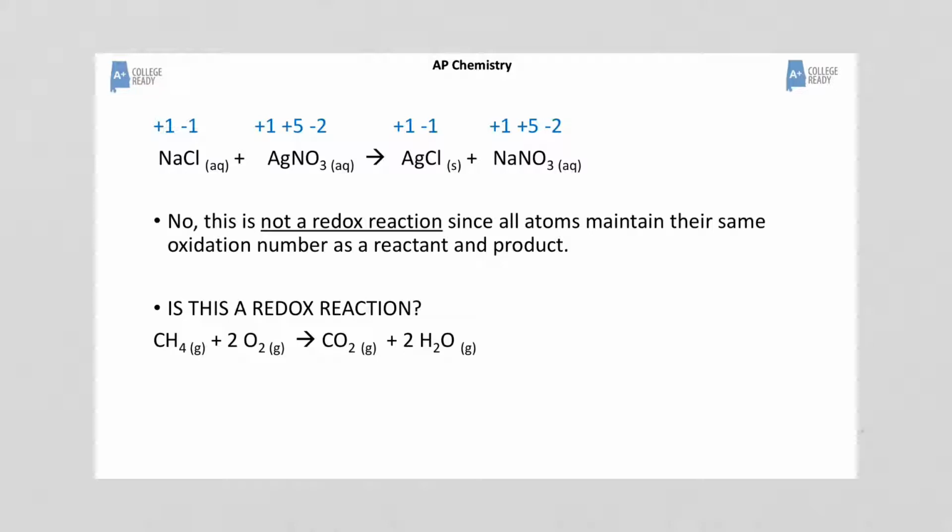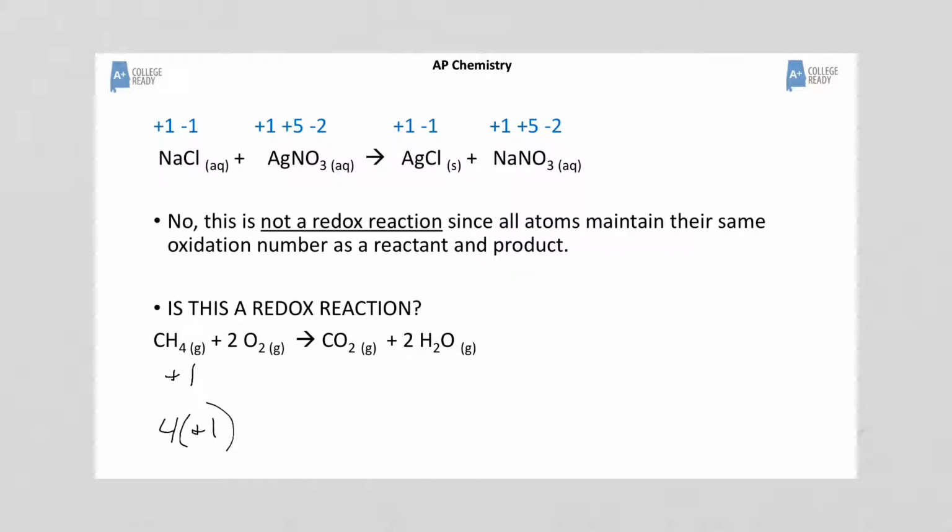And we have CH4, methane, plus oxygen gas. This is a combustion reaction that forms carbon dioxide and water. So again, we can go through and assign oxidation numbers. Hydrogen is bonded to a nonmetal, so each hydrogen is going to be +1. There are 4, so overall all the hydrogens together are +4. I'll just do the math underneath.